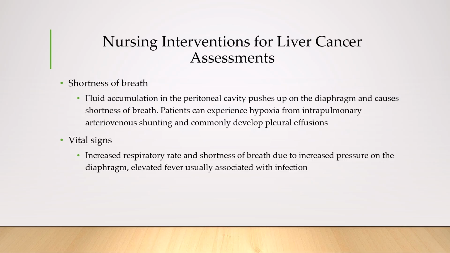Again, we are going to assess, because we are nurses, we are going to assess for shortness of breath. Fluid accumulation in the peritoneal cavity will push up on the diaphragm and cause shortness of breath. Patients can experience hypoxia from intrapulmonary arteriovenous shunting and commonly develop pleural effusions. We are going to assess vital signs, increased respiratory rate and shortness of breath due to increased pressure on the diaphragm, elevated fever, usually associated with infection.